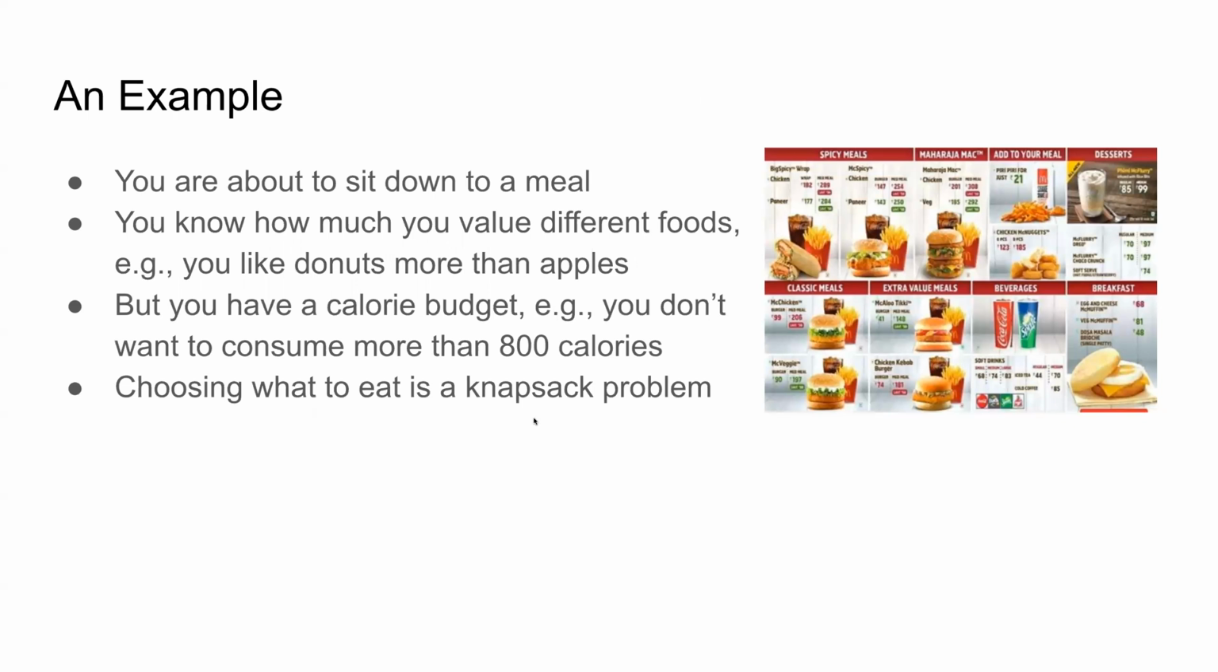Here's the example. You go to McDonald's and order some meals, okay? In the menu, they give you different calories and values of food, but you have some preference, right? You like donuts more than apples, okay? And you have a budget. Your maximum meal budget for calories is, for example, 800. How do you choose what to eat? Now it's a knapsack problem, isn't it?